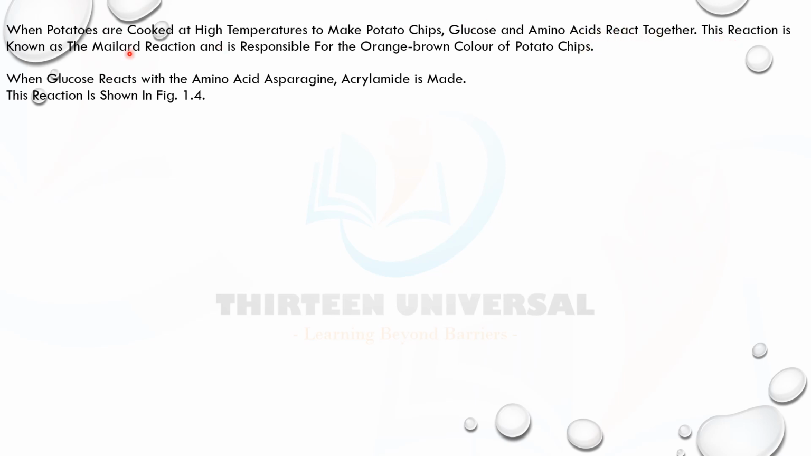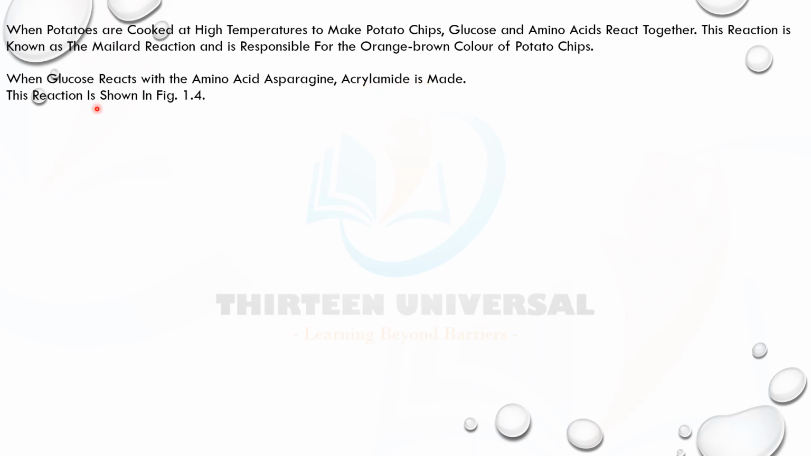This reaction is known as the Maillard reaction and is responsible for the orange-brown color of potato chips. Glucose and amino acid give me the orange-brown color of potato chips. Have you ever seen potato chips? Now I can relate why it is orange brown. Very yummy, and crunchy too. When glucose reacts with the amino acid asparagine, acrylamide is made.